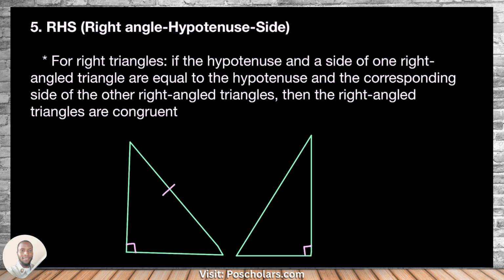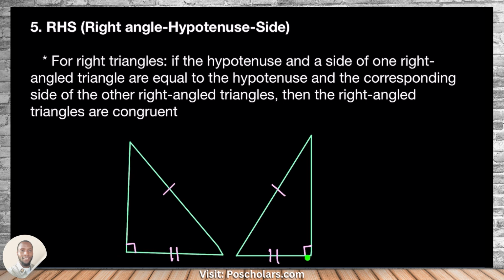Good. Then the test is saying if the hypotenuse of this triangle is actually here, right? If the hypotenuse and a side of one right angle triangle, so this is the hypotenuse and a side, is also equal to the hypotenuse of the other triangle and a side, then the triangle is said to be what? Congruent. So these triangles are congruent because this hypotenuse equals the hypotenuse, and the adjacent, which is this side, also equals the adjacent.